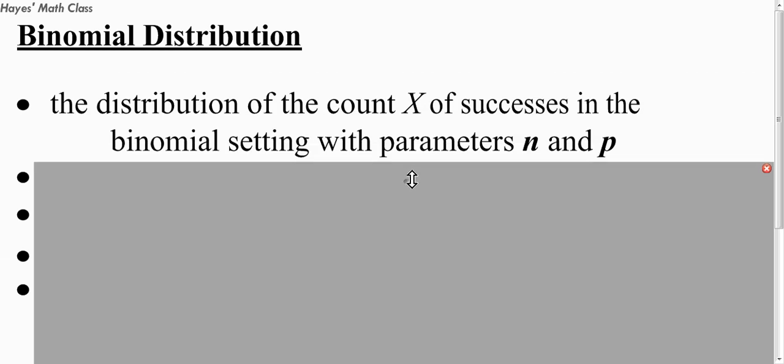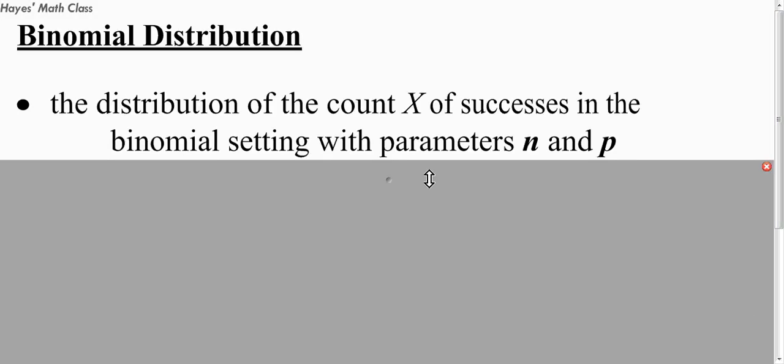So the actual binomial distribution itself falls into these characteristics. First of all, the binomial distribution of the count x is the distribution of the count of x successes in the binomial setting with parameters n and p. So again, n is the number of events that you're doing, and p is the probability of that event being a success. Going back to what we did yesterday, n would be 6, because that's how many quiz questions you're trying. p would be the probability of getting an answer right, which would be 1 out of 5.